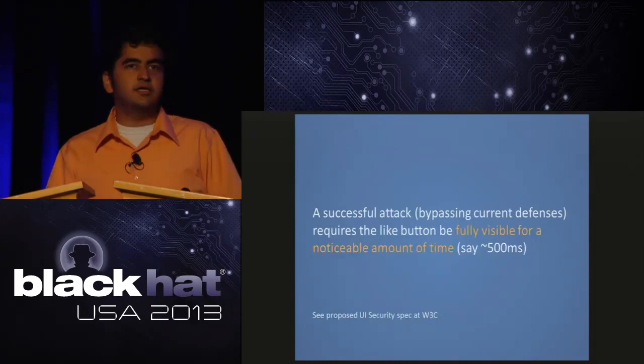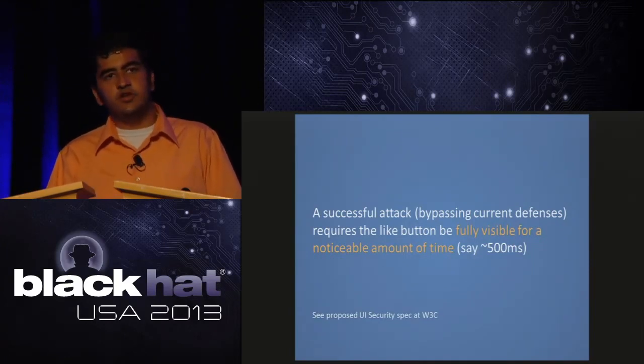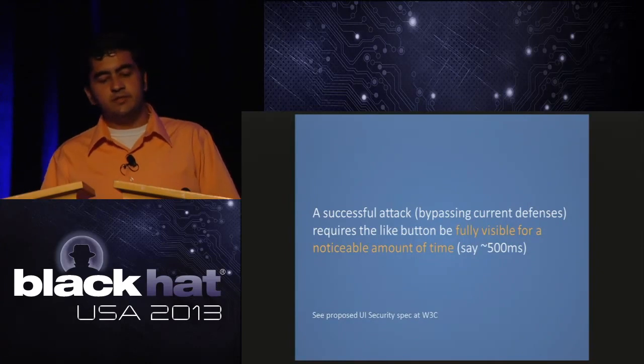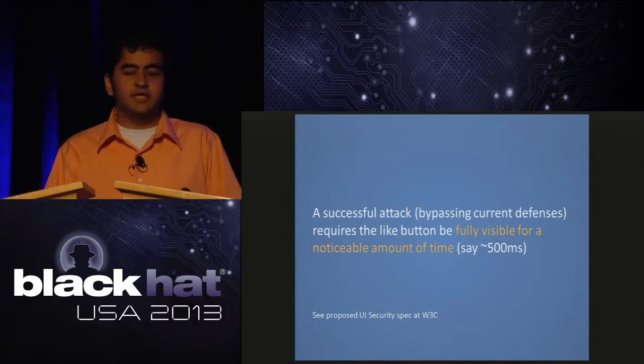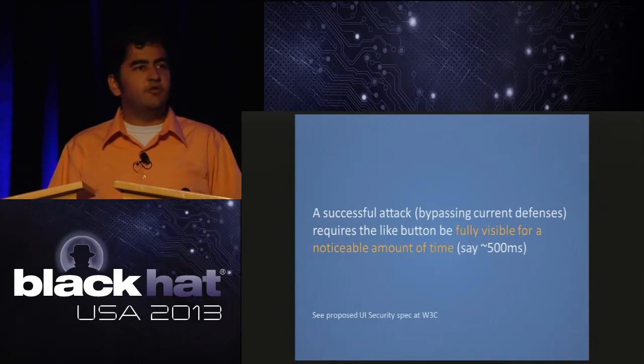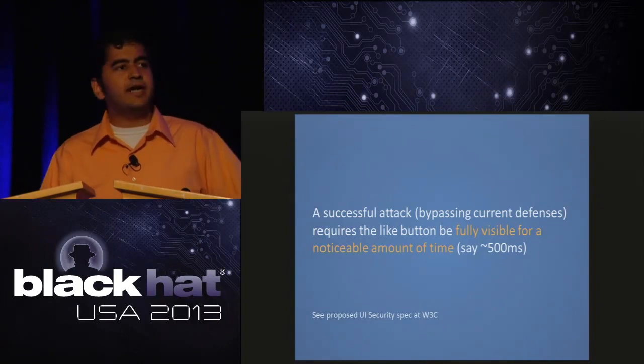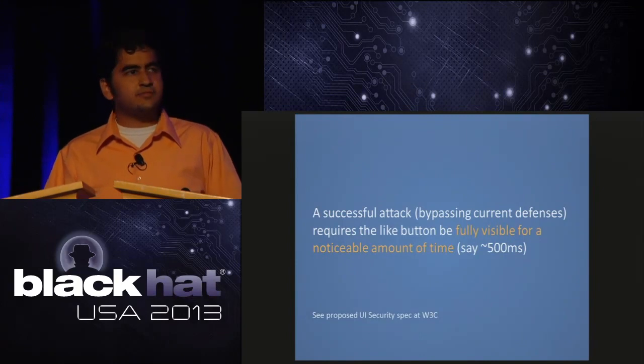Furthermore, to bypass proposed defenses like the upcoming W3C UI security specification, we require that the like button be fully visible during the attack, and also fully visible for a noticeable amount of time, let's say 500 milliseconds at the minimum. This is to not allow attacks where you trick the user into quickly clicking through. We want the like button to be fully visible for some amount of time. All our attacks attempt to bypass this proposed UI security specification. Does that make sense before we jump into the attacks?